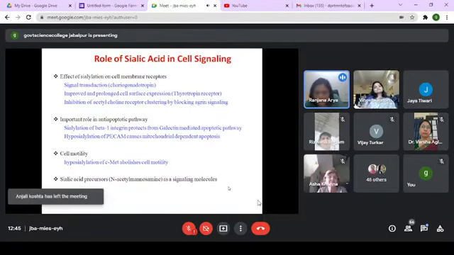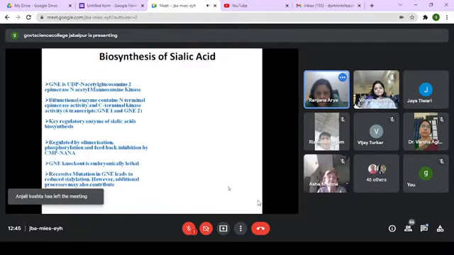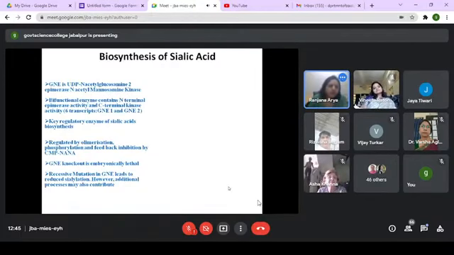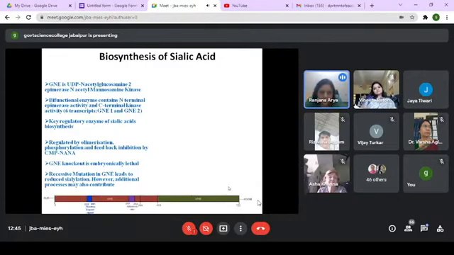Next slide, please. There are various disorders associated with defects in GNE and their causes. I can skip this. The gene, GNE, is UDP-N-acetylglucosamine 2-epimerase/N-acetylmannosamine kinase, and it has an N-terminal epimerase and a C-terminal kinase.